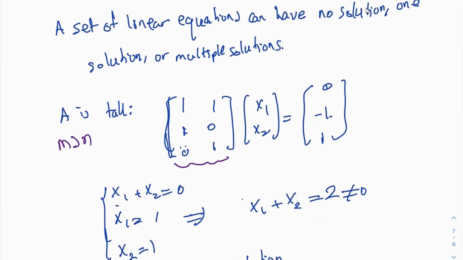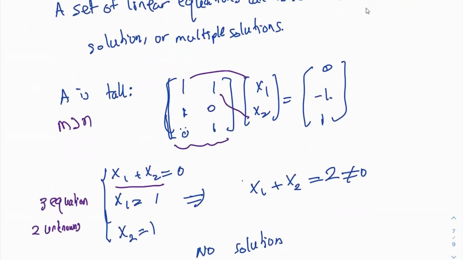x1 plus x2 is equal to 0. So this multiplied by this, and 0 is this. 1 times x1 plus 0 times x2 is equal to 1. 0 times x1 plus 1 times x2 is equal to 1, right? So we have three equations. Rows of the matrix correspond to the number of equations, columns correspond to the number of variables, and two unknowns, right? So a tall matrix might not have any solution. For example, in this case, we didn't have any solution.